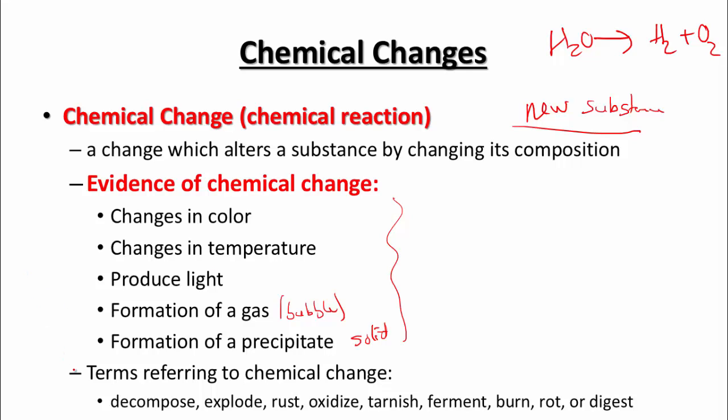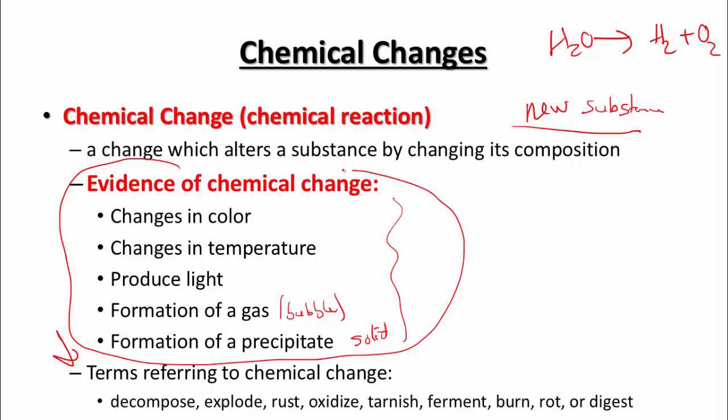Sometimes you also might see these terms down here being used once in a while, and if you hear a statement about something, it probably means chemical change is taking place. So if something decomposes, if something explodes or rusts, oxidizes, tarnishes, ferments, burns, rots, or digests, those words also indicate chemical change is taking place. Okay, but don't mix that up with this. These are the evidence that chemical change has taken place.